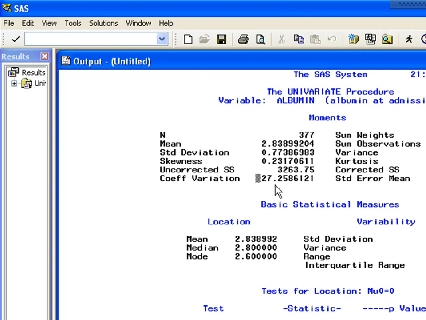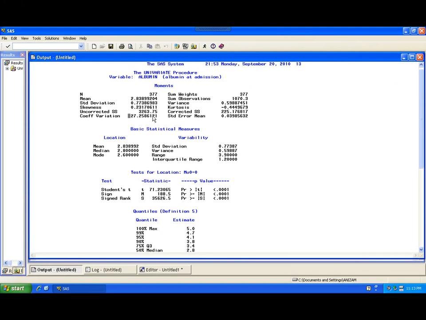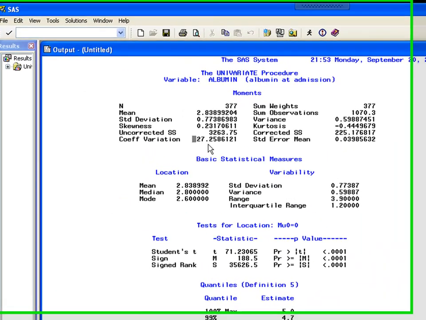Here's the coefficient of variation. It's 27.26%. Remember, that measures the standard deviation as a percentage of the mean, and I'd say 27% is a fairly high number. It could be higher, of course, but when the standard deviation is 27% of the mean, you've got a reasonably large amount of variation. The results are reasonably noisy, in other words, for albumin levels. It's not like you look at the mean and there's hardly any variation around it. There's a reasonable bit of variation in albumin levels around the mean.